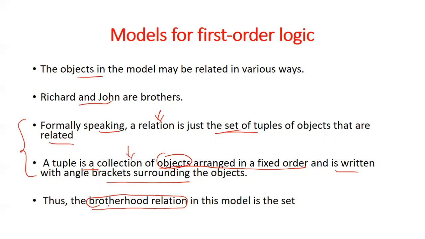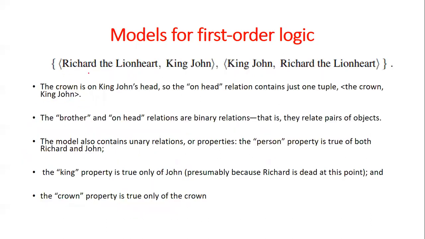Now let us see an example of how the brother relation can be represented using tuples. So here you can see, as we discussed previously, R actually represents Richard the Lionheart, and similarly J represents King John. So wherever R is there, it should be interpreted as Richard the Lionheart. R is basically a constant, a symbol which represents Richard the Lionheart. I'll write LH. Similarly, wherever J comes, J is a constant which represents King John.